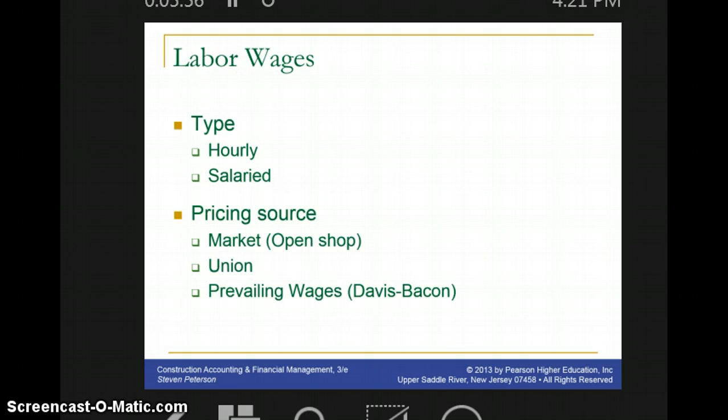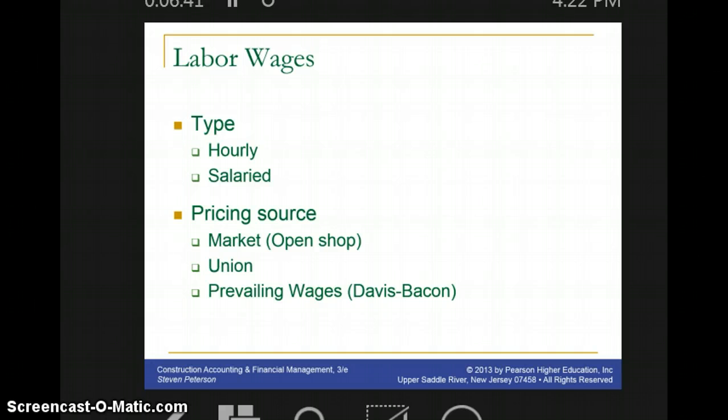Again, the labor wages can be classified as hourly or salary. In this case, we're going to concentrate more on the hourly wages for construction trades personnel and salary wages for management personnel. That would be, for example, the salaries of a construction superintendent or the salaries of a project manager, who normally get paid on a salary basis, typically once every 2 weeks or once a month. The hourly paid employees will get paid on a weekly basis.